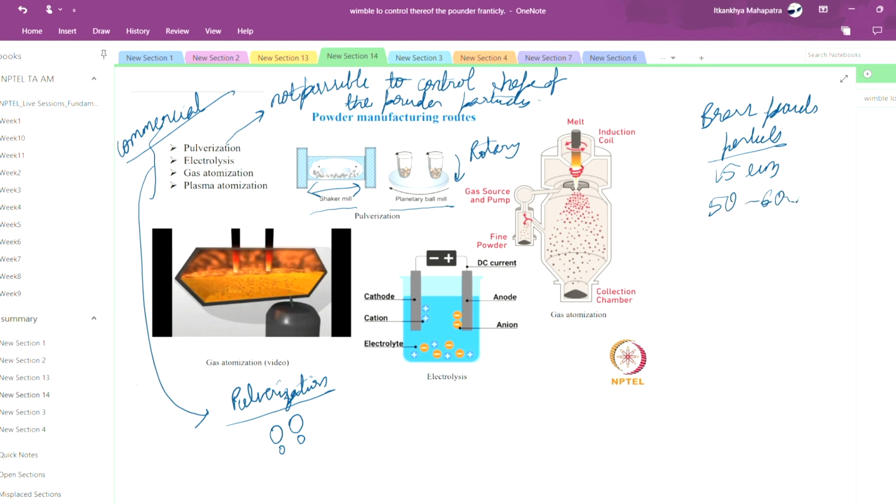Next is electrolysis. Electrolysis is electrochemical, similar to electrochemical machining. Electrolysis is also being used these days. Here we have an anode, anodic solution.